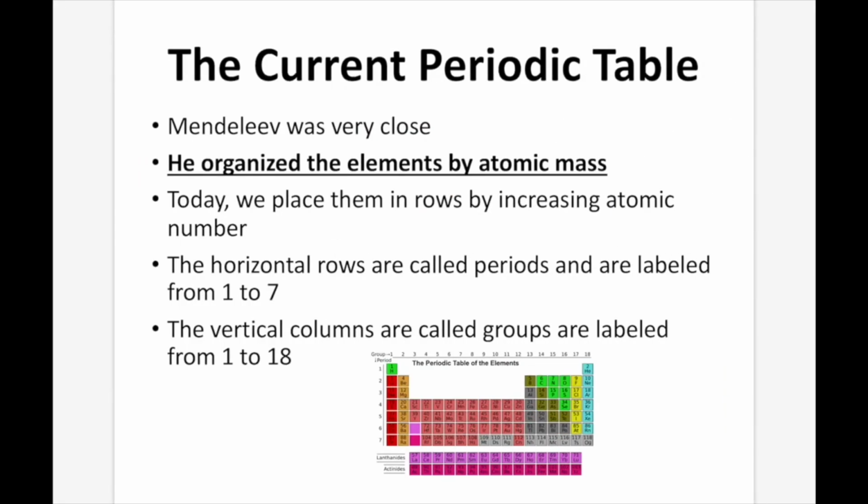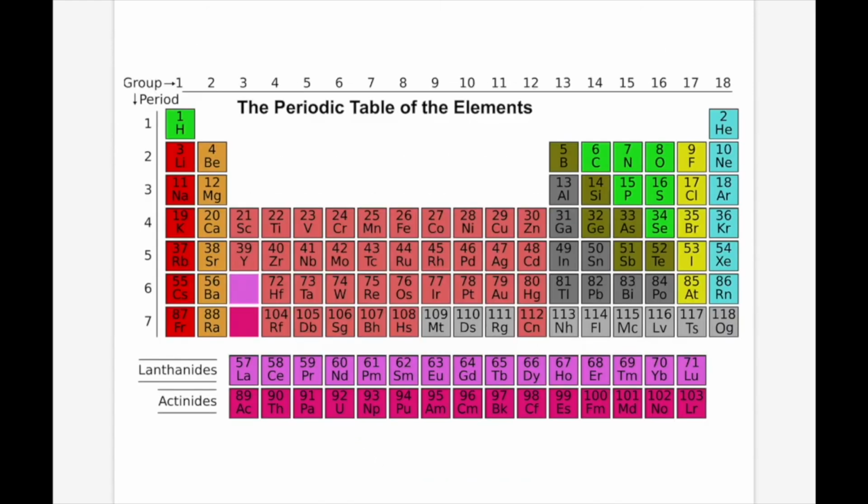The current periodic table organizes elements instead by atomic number rather than atomic mass, as Mendeleev first thought. However, he was very close. The horizontal rows are called periods and are labeled from 1 to 7. So we have 1, 2, 3, all the way down to 7. And the columns are labeled from 1 to 18. And you can see they go vertical, 1, 2, all the way to 17 and 18. And there's our current periodic table.